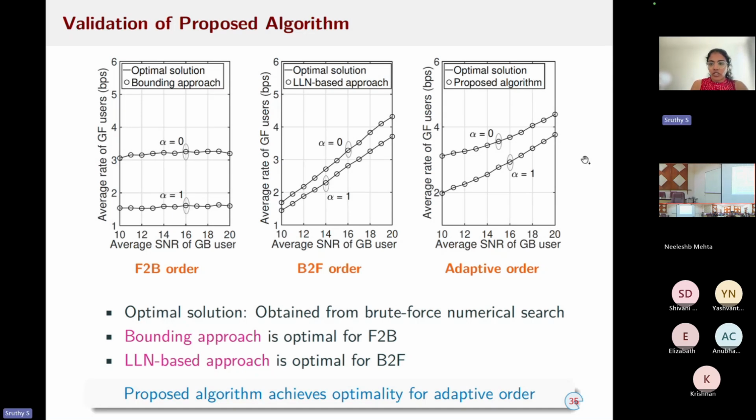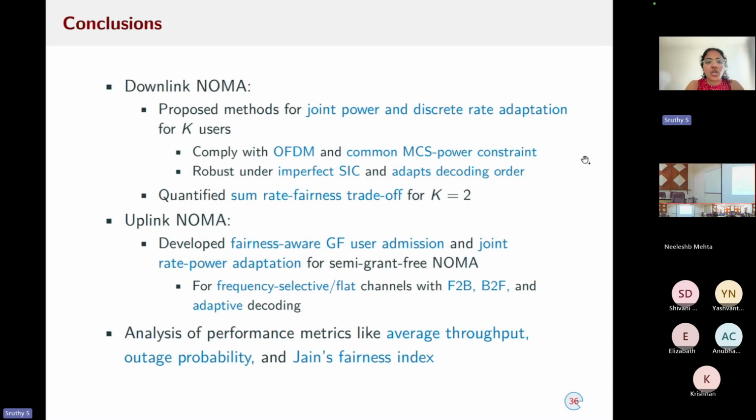To conclude this talk, for the downlink NOMA, we have proposed methods for joint power and discrete rate adaptation for K users. Our method was in compliance with OFDM and the common modulation and coding scheme power constraint that has been specified by the standard. And it's robust under imperfect successive interference cancellation, and it adapts the decoding order.